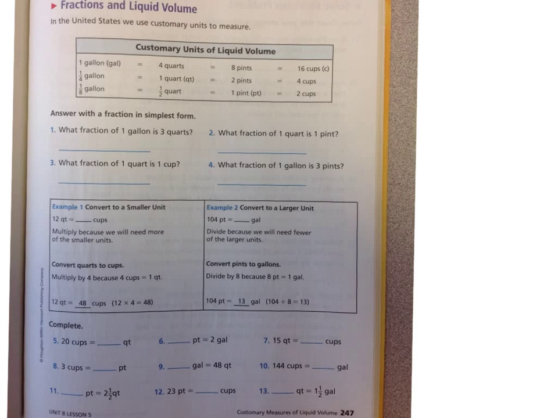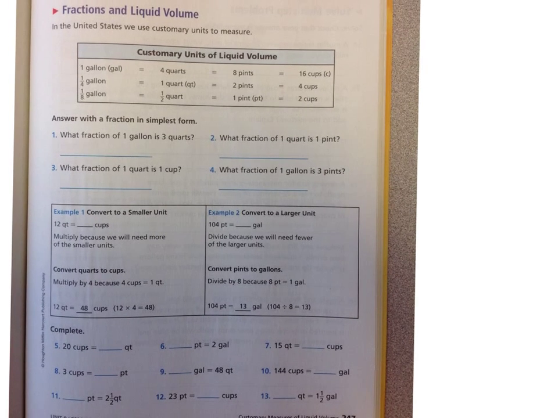Okay, so if we look at our table up here and find our 1 gallon, what fraction of 1 gallon is 3 quarts? So, there's 4 quarts in 1 gallon, and if they want 3, it would be 3 out of 4 quarts. So there's 4 quarts in 1 gallon.